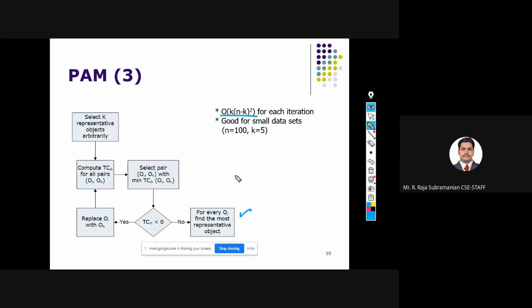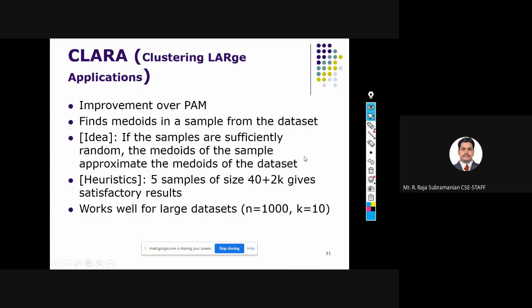So it is actually good for small data sets, like the number of samples equal to 100 and the k value equal to 5. For these cases, PAM is actually working well. But PAM may not work well if the data set size is very large. Say, for example, if you increase the size to around 1000 or something, pure PAM will not work well. So we go for a new kind of clustering, clustering large applications, shortly called Clara clustering.